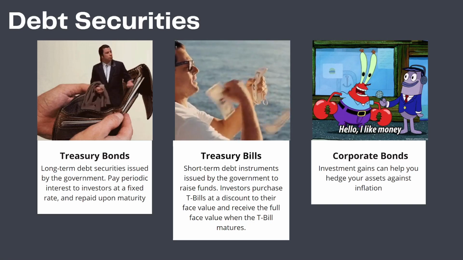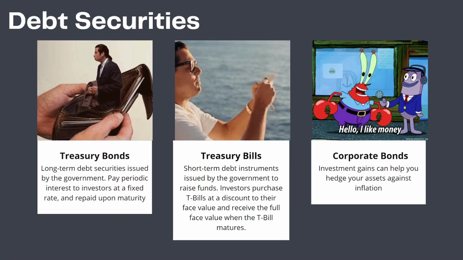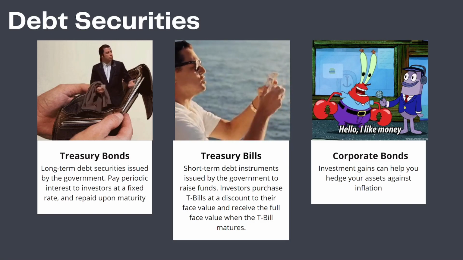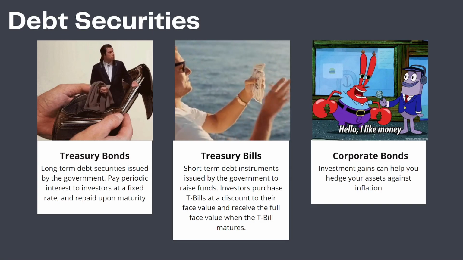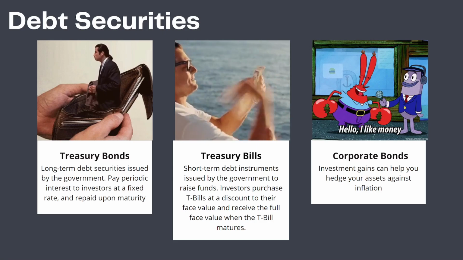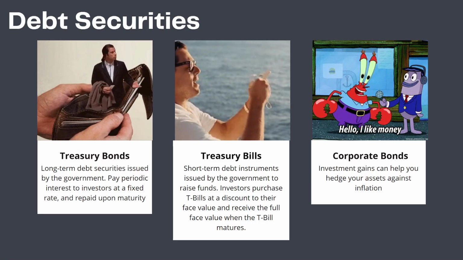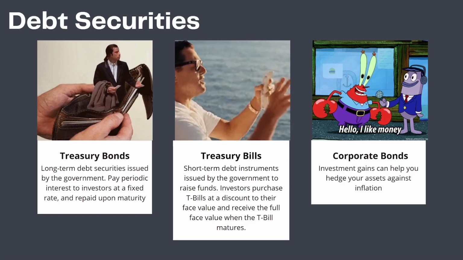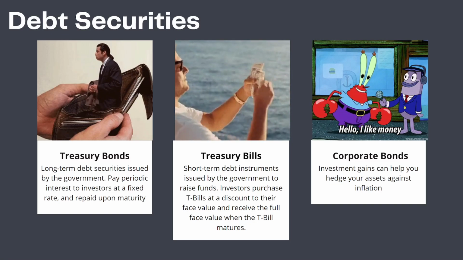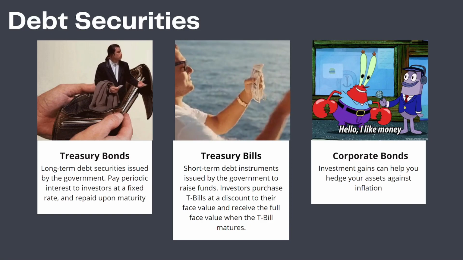Treasury bills, however, are short-term debt instruments issued by the government to raise funds. Investors purchase T-bills at a discount to their face value and receive the full face value when the T-bill matures. And of course, we have the corporate bonds, which are bonds issued by corporations in different specific types and formats.